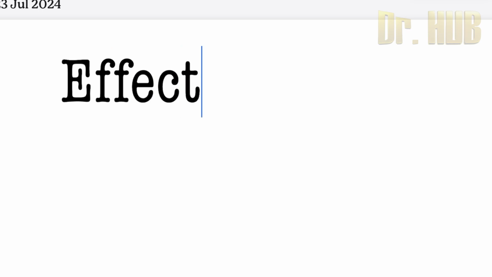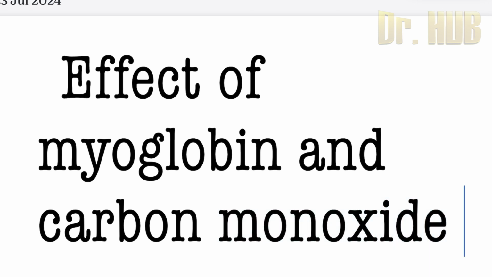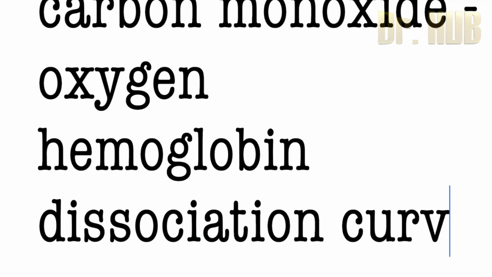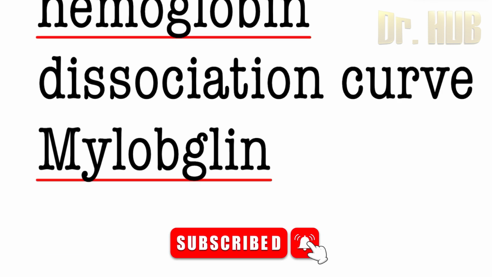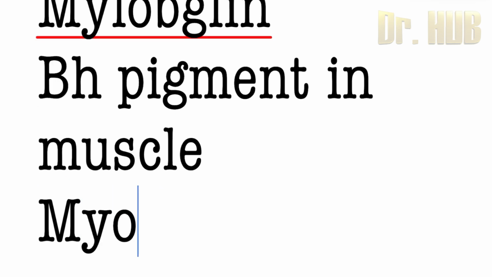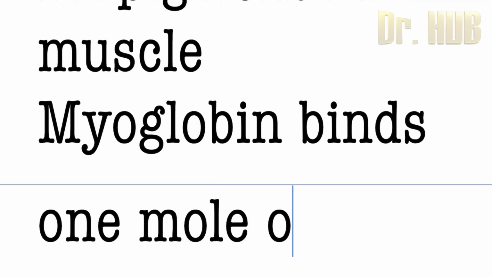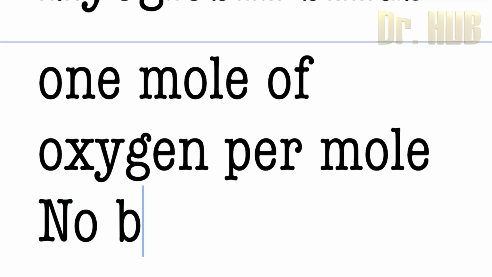Now we look at the effect of myoglobin and carbon monoxide with respect to the oxygen hemoglobin dissociation curve. First, going ahead with myoglobin. Myoglobin is the hemoglobin pigment in the muscle, and it binds only 1 mole of oxygen per mole, and it shows no cooperative effect.